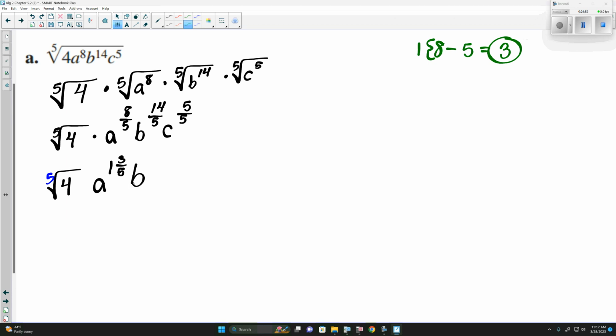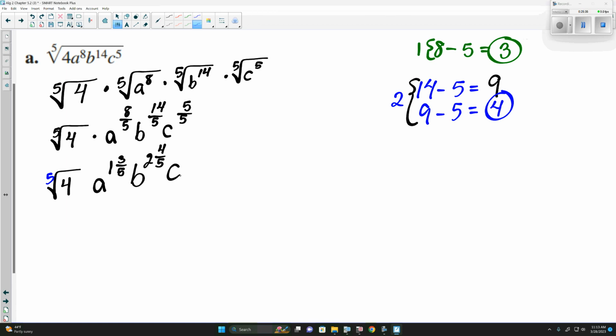With b, we have 14/5. So we need to see how many groups of 5 can be removed from 14. We can say 14 minus 5 is 9, minus 5 is 4, and we can't subtract 5 again. So we have 2 whole groups that come out and 4 that are left over. So as a mixed number, 14/5 is the same as 2 and 4/5.